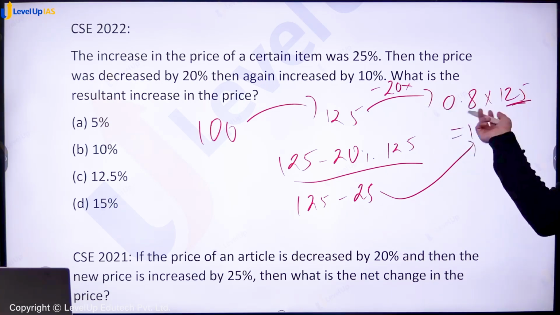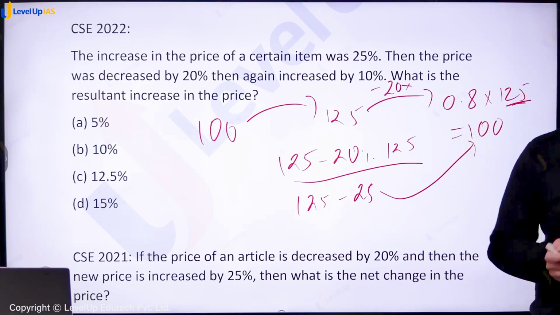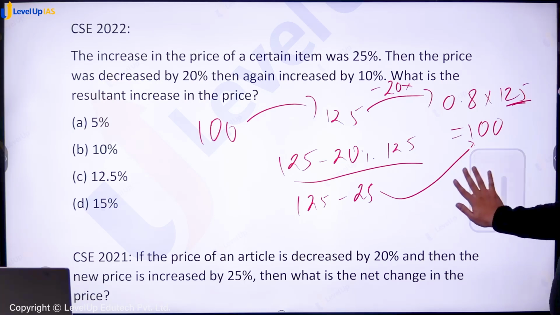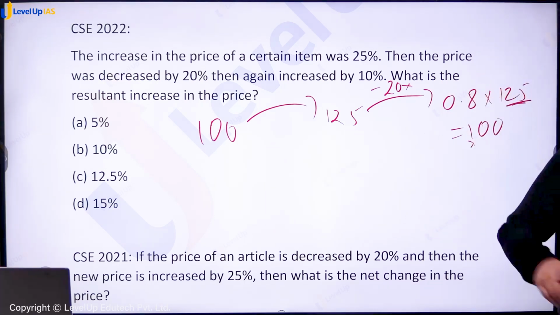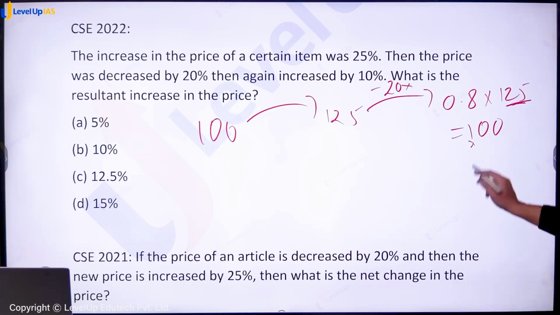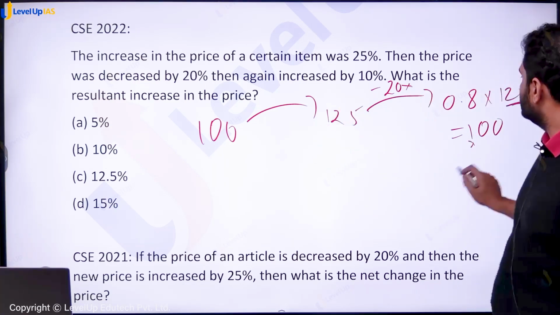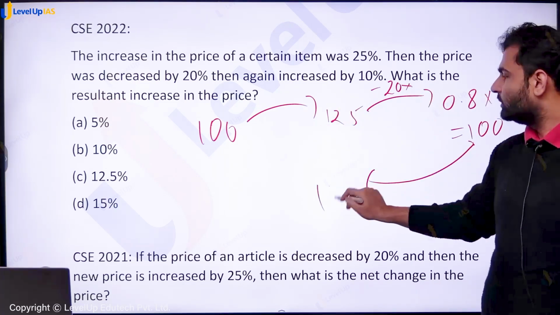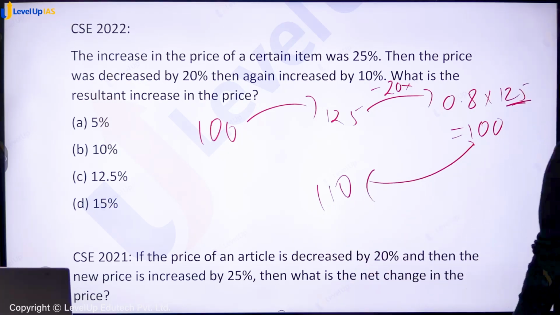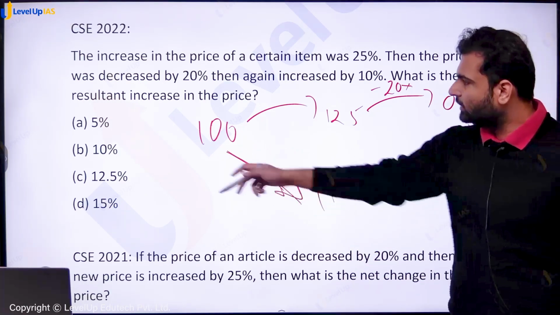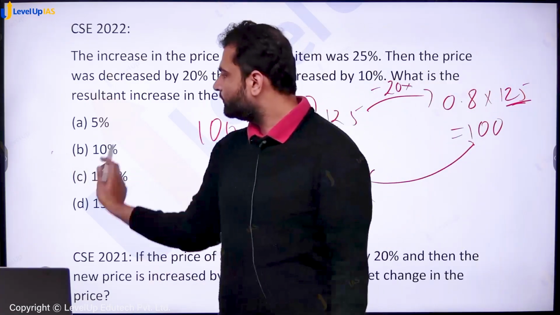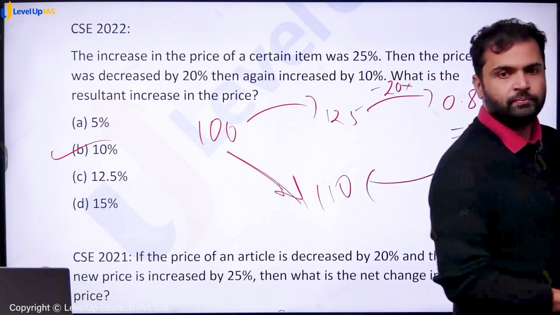Or you can do 0.8 into 125, वो भी 100 ही आएगा, because 125 into 8 is 1000 and one decimal point is there. So you come to 100 and then again increase by 10%. So 110, 10% increase on 100. What is the net change from 100 to 110? 10% increase. Simple.